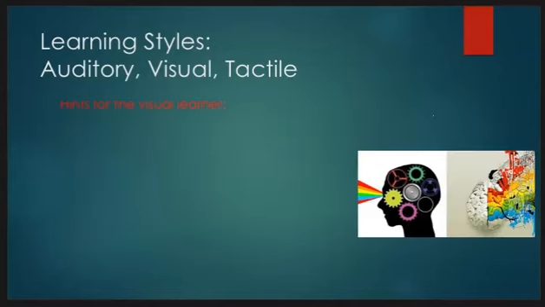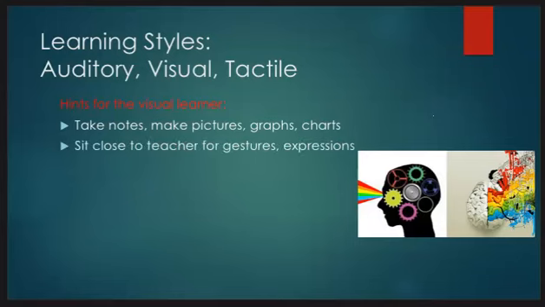When it comes to our visual learners, some of these strategies can be helpful, such as taking notes or making pictures, graphs, and charts, just really trying to convert the things that they're thinking about into images that they can be focused on. Sitting close to the teacher so they can really key into gestures, expressions, the way that the teacher is moving and speaking can be really helpful for visual learners.